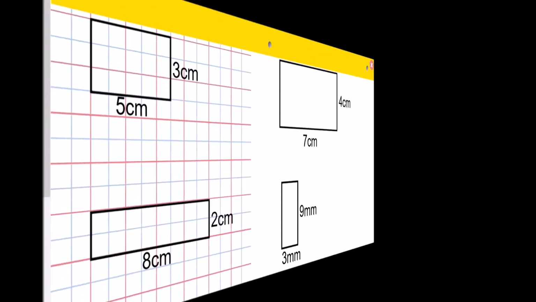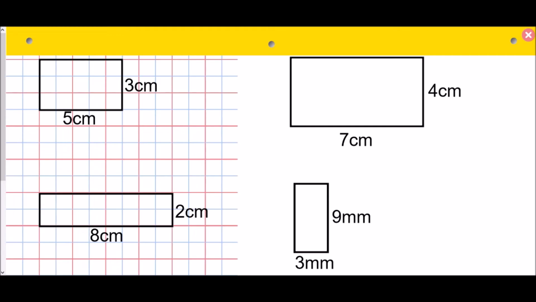Okay, so the first thing we need to think about is what do we actually mean by area? Area is the space inside of a shape, or the amount of space that a shape covers. That is measured in centimetres squared, or metres squared, or millimetres squared, depending on what unit we are starting with for our length.